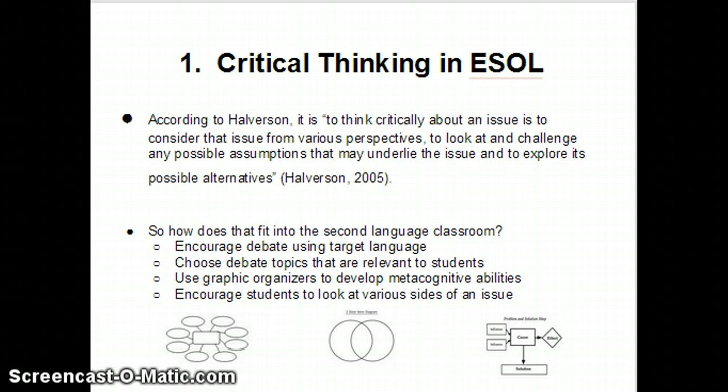So in the upcoming slides, we'll talk about using the target language in discussion and debate, choosing debate topics relevant to students, using mind maps to help students come up with ideas, and encouraging students to look at the world from another's point of view. Below are some examples of mind maps that help students quickly write down their ideas and provide themselves some scaffolding for later conversations, discussions, and debate.